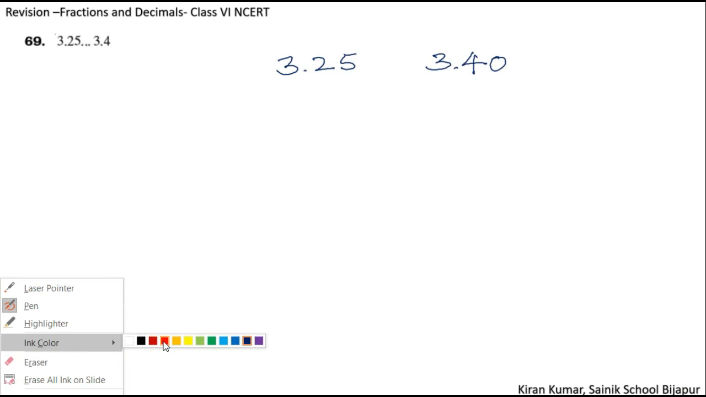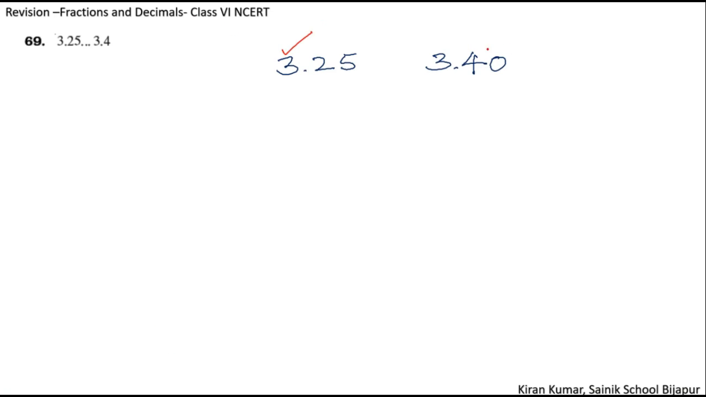Next one, question 69. 3.25 to be compared with 3.4, we need to make them like decimals. 3.25, 3.40. Now start comparing. When I start comparing, this 3 and 3 are one and the same. So I need to go for the decimal places. Here we have 2, here we have 4. 2 is smaller compared to 4. That is the reason why we need to use the less than sign.